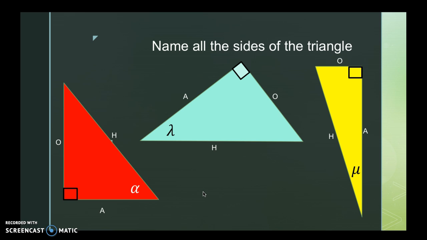Did you get it right? If you did, you're exactly where you need to be. Please bring these notes to class tomorrow. We will continue from here and identify which sides we use for sine, cosine, and tangent.